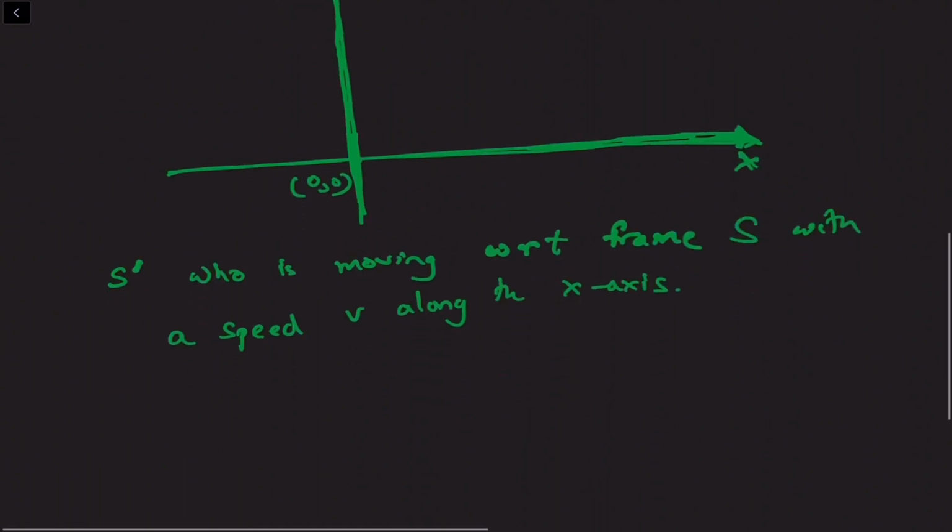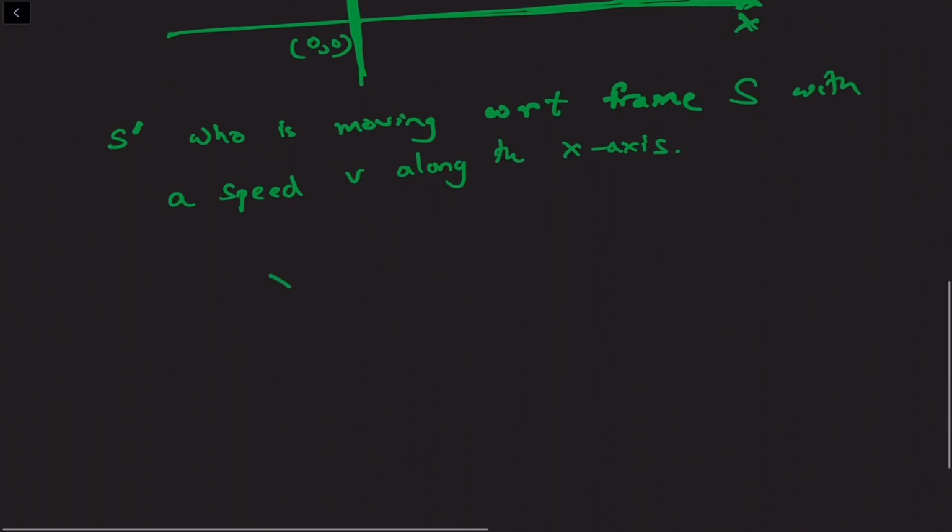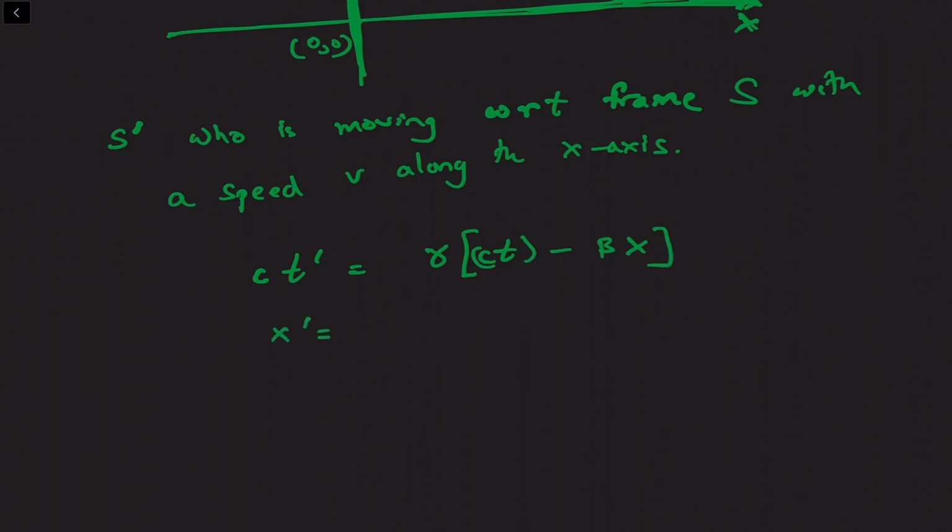So, of course, our special relativity transformations tell us that, we'll write this down. If we measure the time t prime as seen by observer S prime, or rather Ct prime, that would be equal to gamma times (Ct minus beta times x), and x prime would be gamma times (x minus beta times Ct).